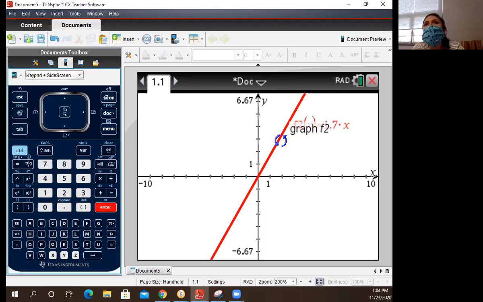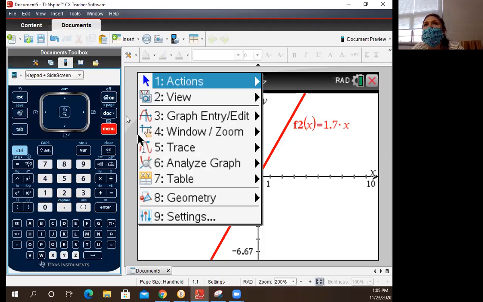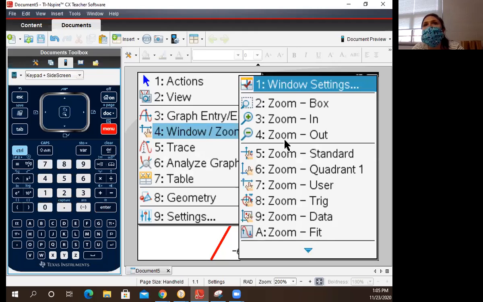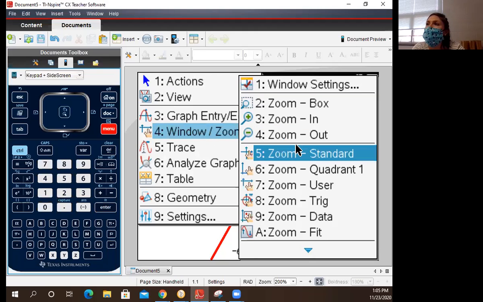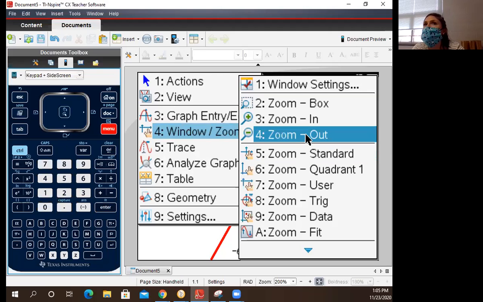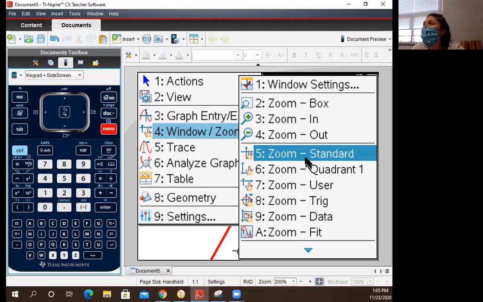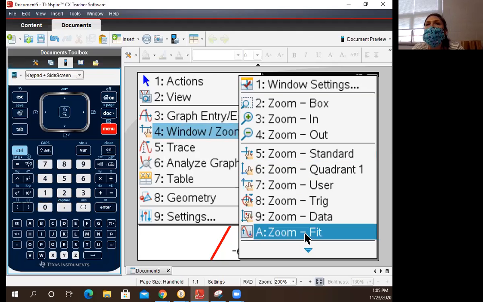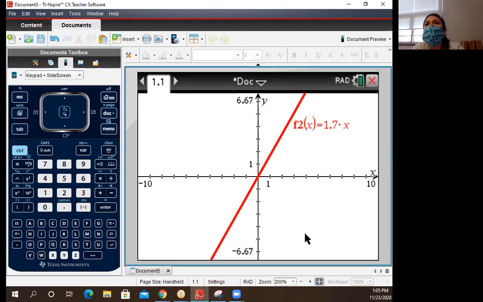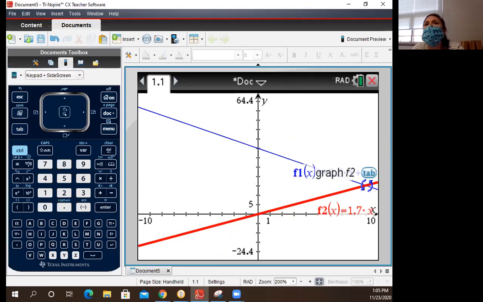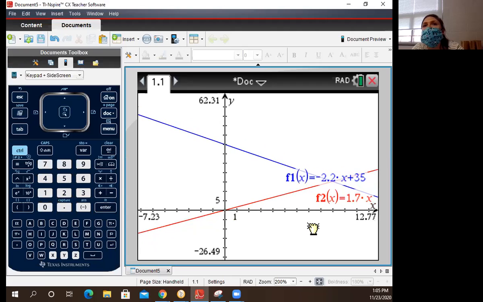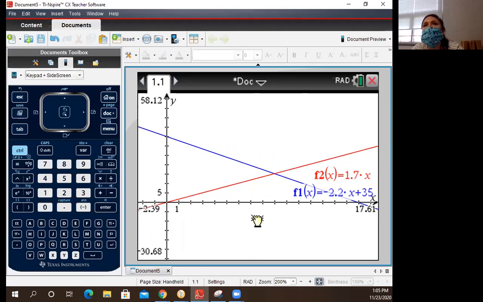So I need to adjust my zoom so that I can see that other graph. So I'm going to hit the menu key, and then I'm going to go to Window Zoom. If you can see that your intersection is going to be just off your screen, zoom out is a good option. But if you've got no idea what that other graph is or where your intersection might be, then let's try Zoom Fit. That usually gives us a pretty good readjustment where I can see the interesting stuff that's happening, in this case, that intersection. I'm just going to go ahead and drag this over a little bit so I can see it a little better.